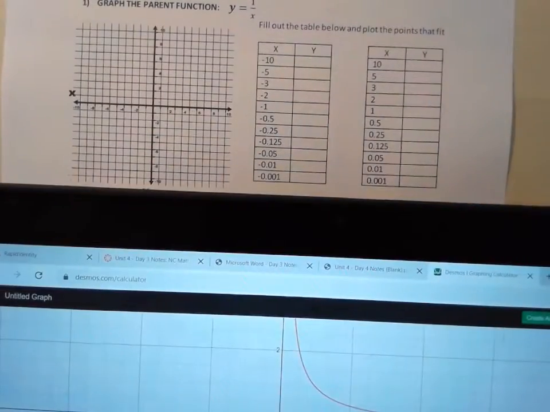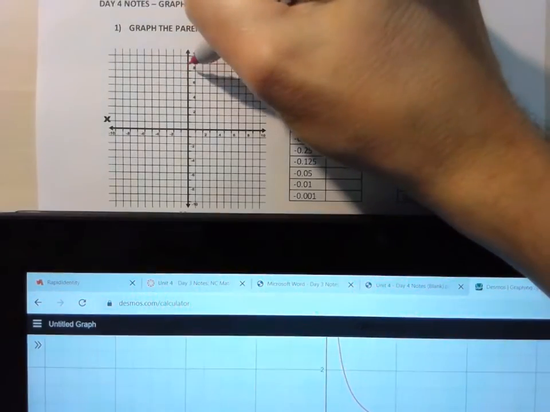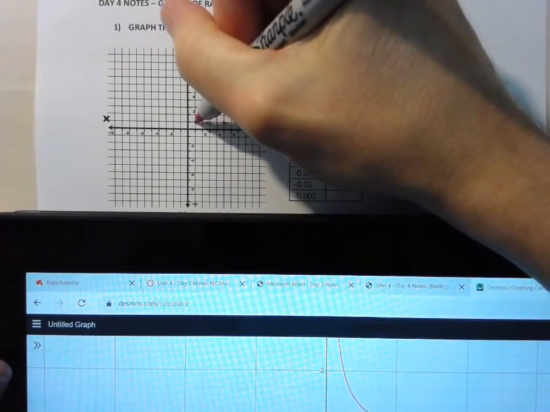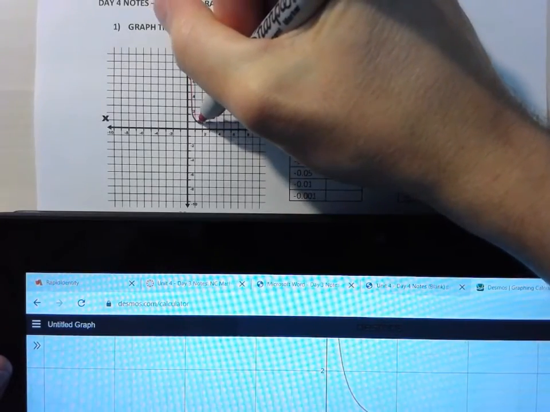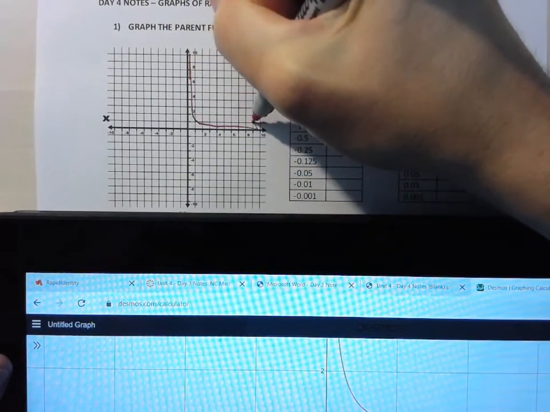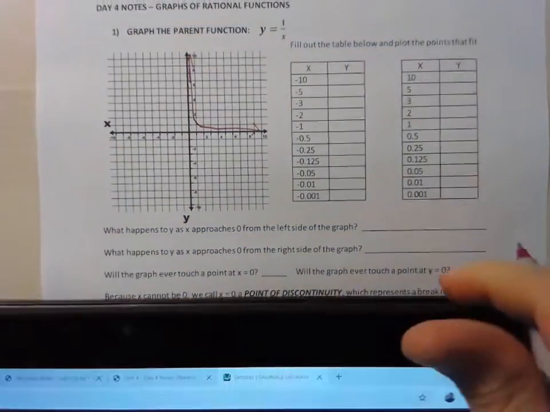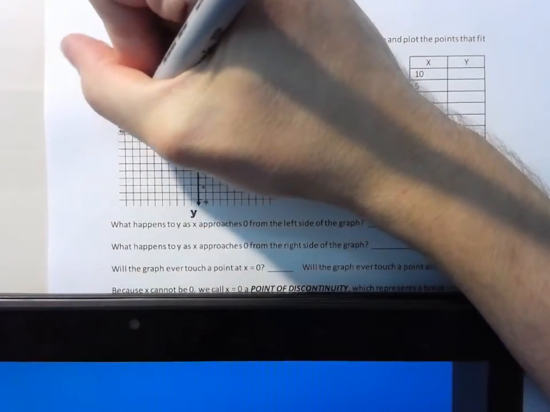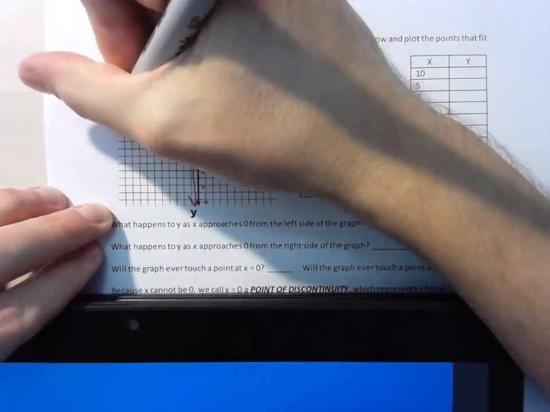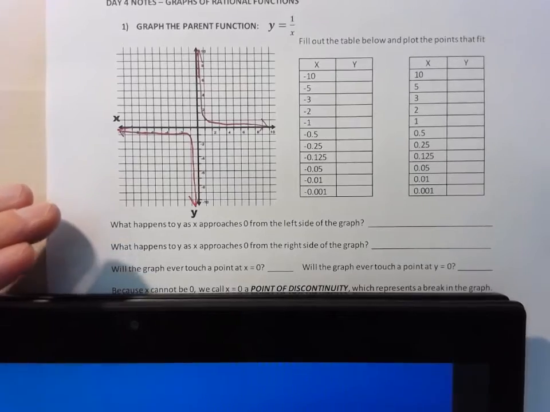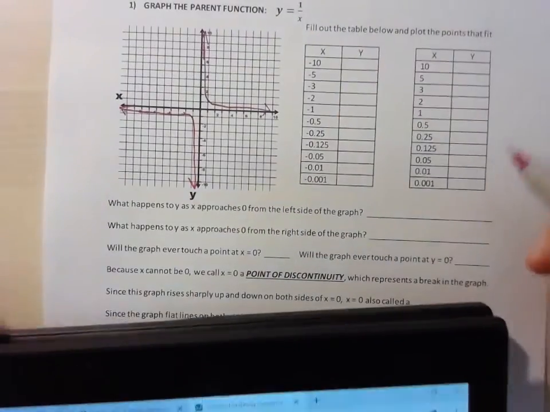You can all divide by numbers, so I'm not going to focus on those numbers, but what you want to be able to do is kind of eyeball what a graph looks like and sketch it on a piece of paper. So it's going to look something like this. And let's fill in some of these answers.